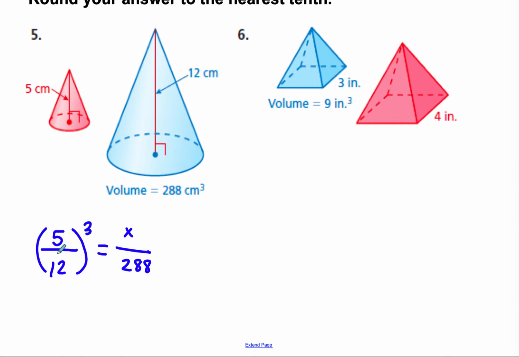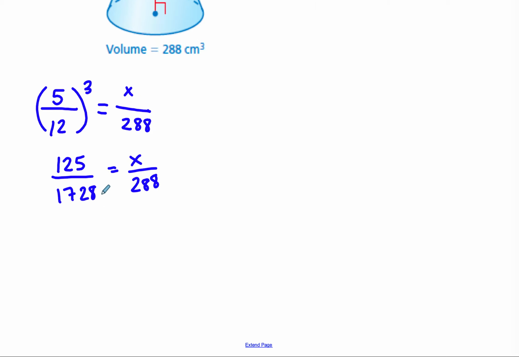All right, let's go ahead and check our answers. Okay, so the first thing I need to do is cube this ratio. 5 to the third power, 5 times 5 is 25, times another 5 is 125. 12 to the third power means 12 times 12, that's 144, times another 12 is 1,728, equals x over 288. I don't see any easy multiplication patterns, so we're going to do cross products. 1,728x equals, and when I do 125 times 288, I get 36,000.